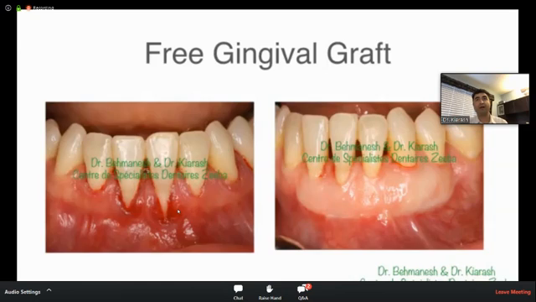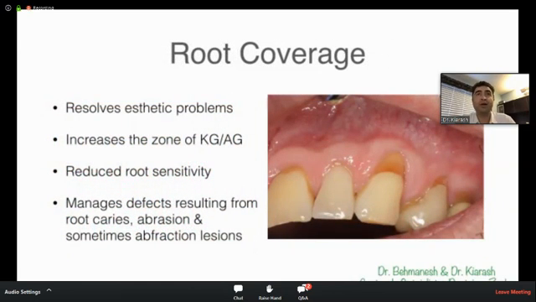So when we talk about root coverage, what is root coverage? What are the reasons and what are the purposes or indications we do it? Obviously, aesthetics is the first thing people notice. Increasing attached gingiva, eliminating root sensitivity, and also eliminating defects related to root caries or abrasion or abfractions. One of the things to remember is when we talk about root sensitivity and connective tissue grafting, it's always important to maintain an idea of where the root sensitivity is coming from and what kind of recession defect we have. And we're going to talk a bit about that.